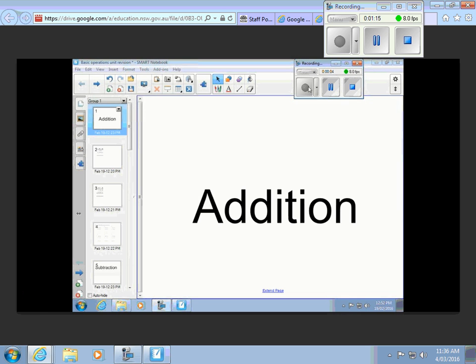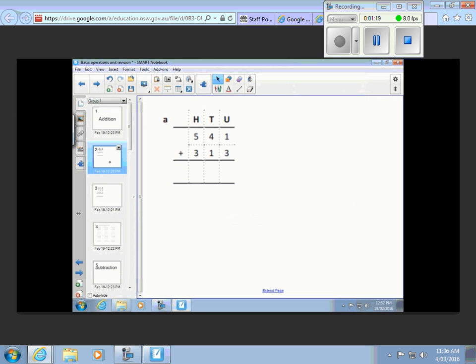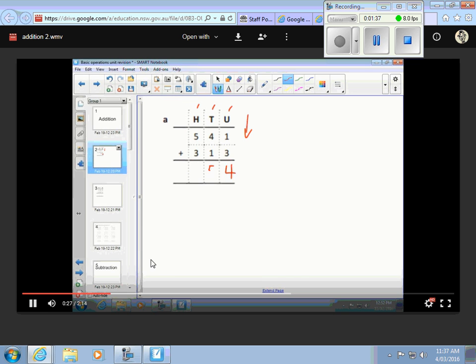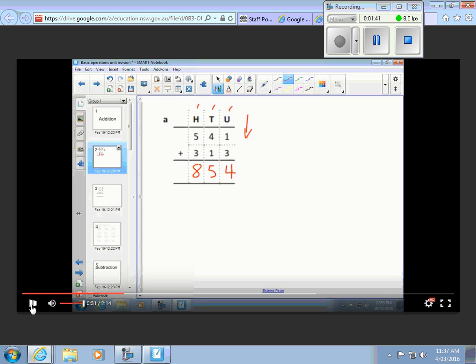Sorry about that, everyone. We're going to start with addition. So this one is very simple. We're going to start in our units column. We've got to remember our place value. We've got units, we've got tens, we've got hundreds. In our units column, 3 plus 1 is 4. 4 plus 1 is 5. 5 plus 3 is 8.